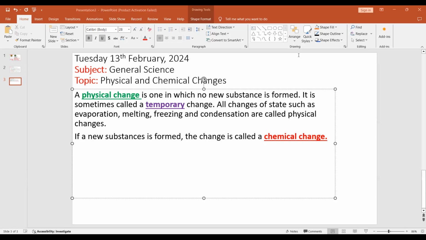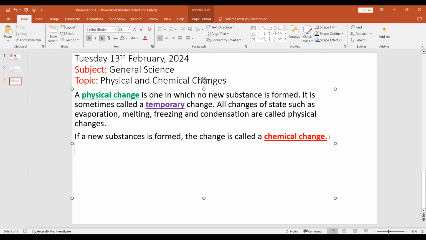Go ahead, Bri. A physical change is one in which no new substance is formed, and a chemical change is one in which a new substance is formed. Very good. When a new substance is formed, we call that a chemical change. When no new substance is formed, we call that a physical change. Good, perfect.